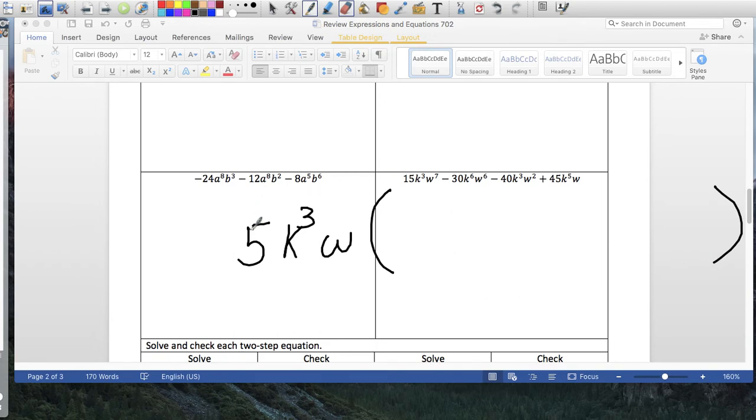So 15 times what is 5? Actually, 5 times what is 15? That's obviously 3, since 3 times 5 is 15. How do I make it K to the 3rd? I can't add in the K, because that's already a K to the 3rd.